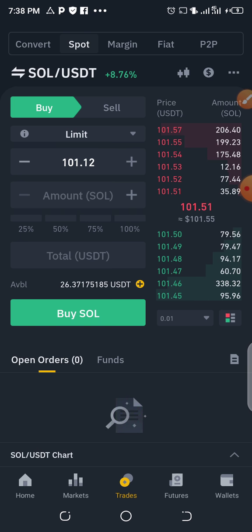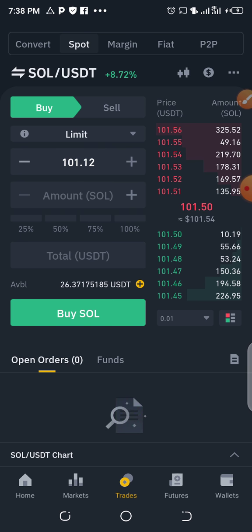This is for spot trading. Now what we do in spot trading is not different from what we do in futures trading. This is a coin called Solana, SOL/USDT. We are to trade it. Now I want to create a limit order. Looking at the current price, Solana is 101.53 now.